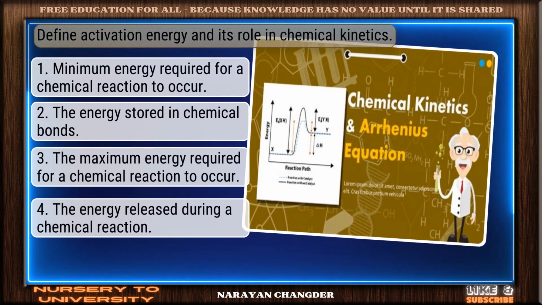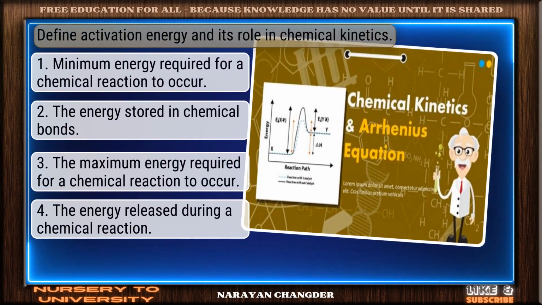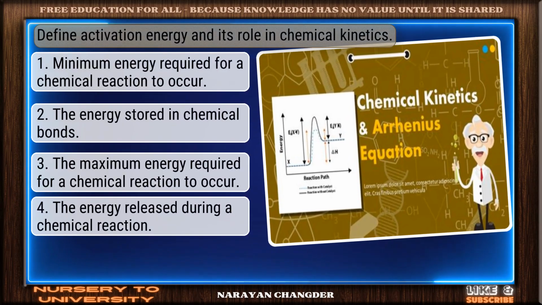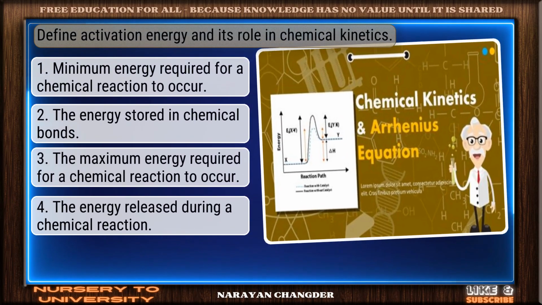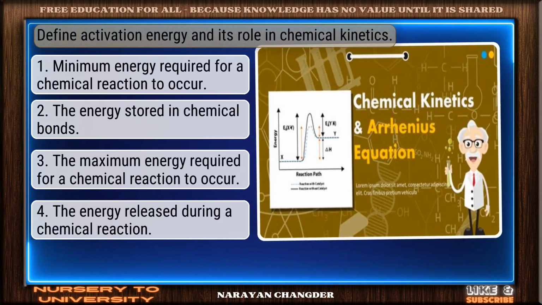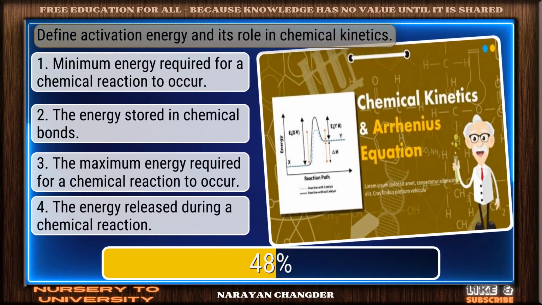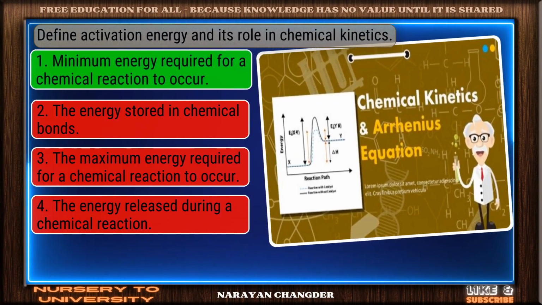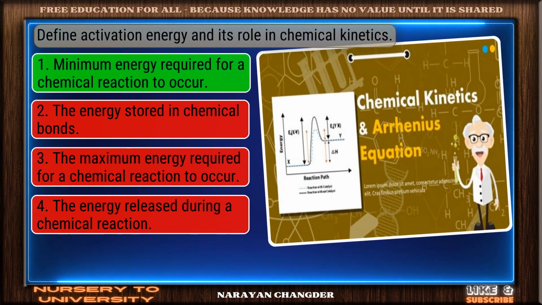Option 1, minimum energy required for a chemical reaction to occur. Option 2, the energy stored in chemical bonds. Option 3, the maximum energy required for a chemical reaction to occur. Option 4, the energy released during a chemical reaction. On track, minimum energy required for a chemical reaction to occur.